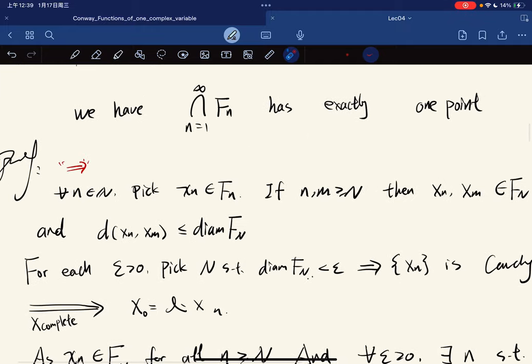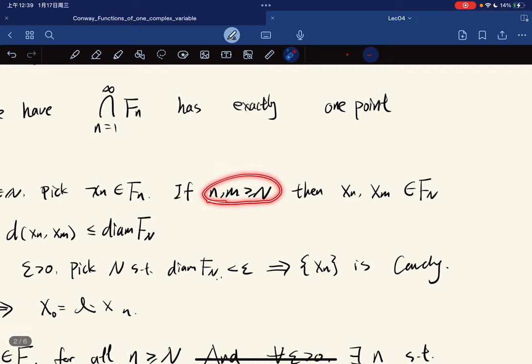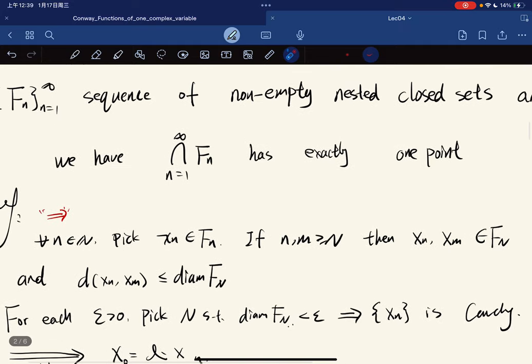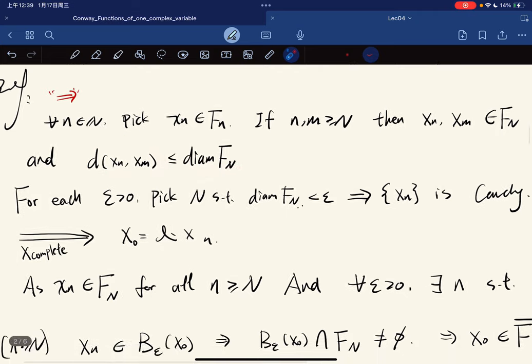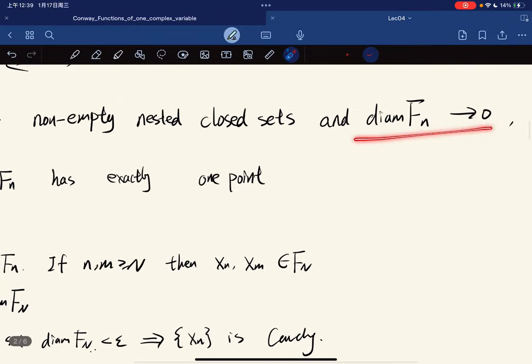Let's just pick, for any n, an element x_n in F_n. Then if we have this, we have this, right? Because they're nested, and we know that their distance is less than the diameter, by the definition of diameter. Now, for each epsilon greater than zero, we pick a capital N such that the diameter is less than epsilon, because we know that the diameter goes to zero.